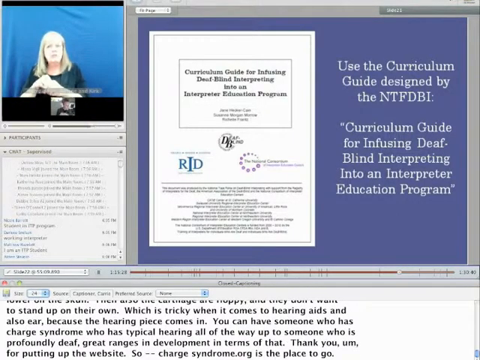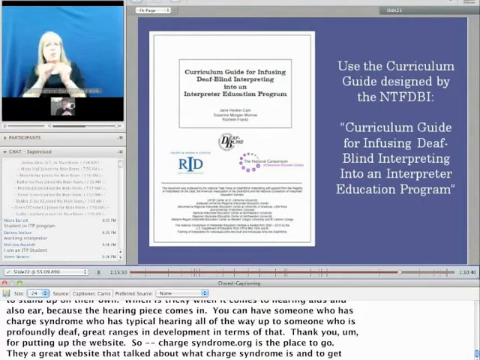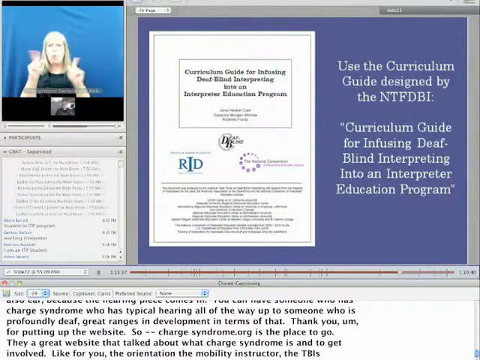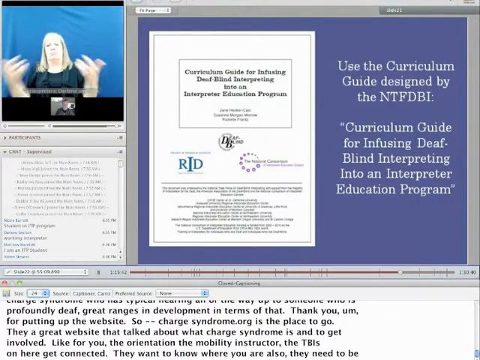And like for you, the orientation and mobility instructors, the TVIs that are on here, make sure you get connected, because they want to know where you are also, because they need to be able to refer people to good folks like you, to the families that are out there. Catherine, you're welcome. I hope that was helpful.